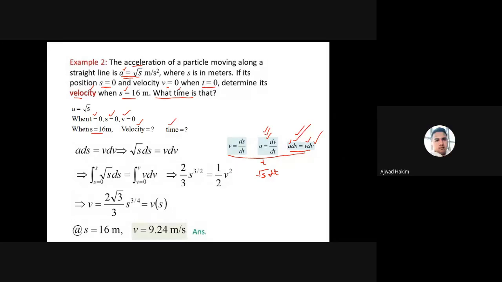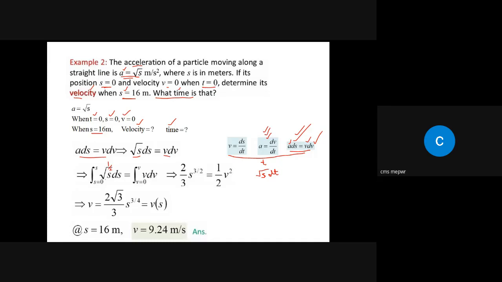Yes, sir. Okay, so we have this equation a ds. Let's take a equal to square root s, ds and v dv as it is. Put integral on both sides. The limits are 0 to 16 on one side, and on the other side the limits are from 0 to a final value we don't know. Let it be v. Square root means 1 by 2 in power, right?